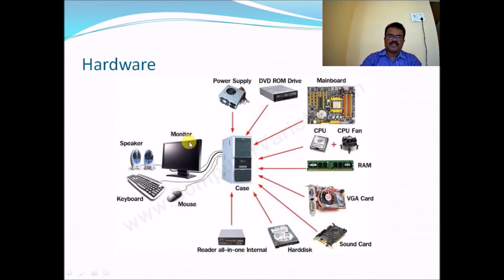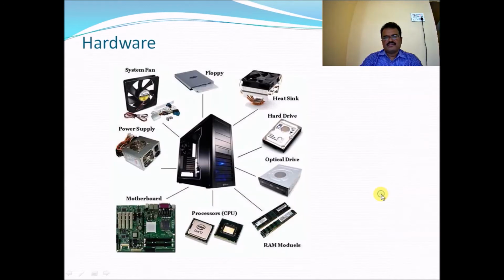Whereas these are the monitor, mouse, keyboard, speaker, and printer. These are all external to the computer, so they are called peripherals. Here also we can see some other devices: system fan, floppy disk drive, heatsink, hard disk drive, optical drive, RAM modules, central processing unit, motherboard, and power supply. These are called system hardware.